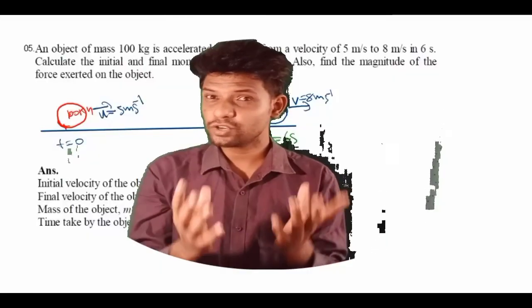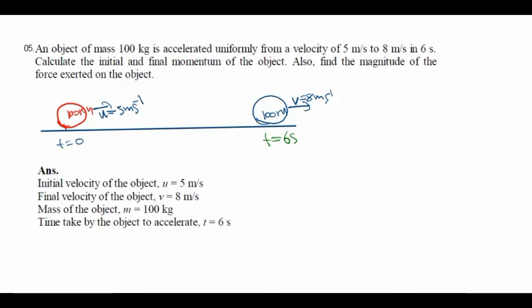The final one is really a consolation one. It's not a very big deal, and it's just about dealing with the change of momentum from a lower state to a higher state, and how to find the force, the relationship of force and momentum, like Newton's second law of motion. Let me read the question for you. An object of mass 100 kg is accelerated uniformly from 5 m s^-1 to 8 m s^-1 within 6 seconds. Calculate the initial momentum and final momentum of the object, and also the magnitude of force exerted on the object.